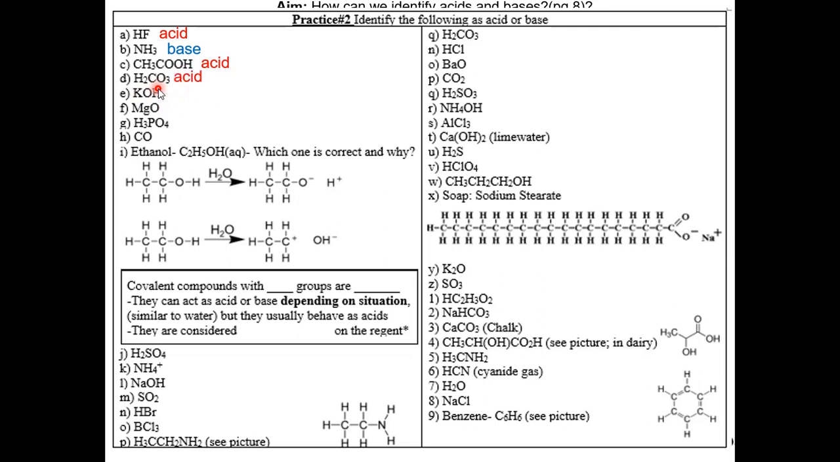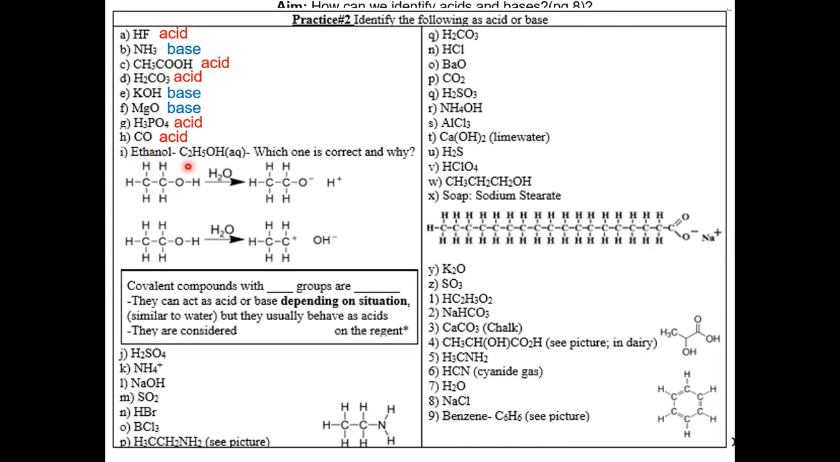Question D is also an acid because H is in front in the chemical formula. Question E is an ionic compound with hydroxide. This is a base. Question F is a basic oxide, which is a base. Question G is an acid because H is in front in the chemical formula. Question H is also an acid because this is a nonmetal oxide.